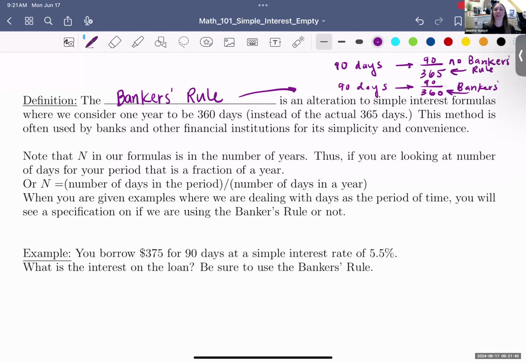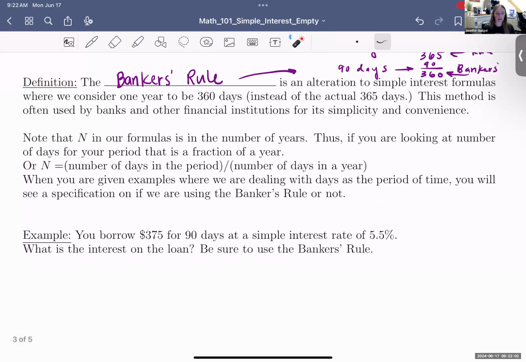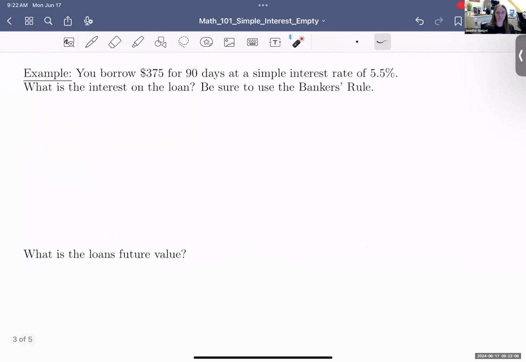All right, so that's what we're looking for in these cases. As I wrote in the example up here, it's the number of days in the period out of the number of days in a year. If you're using the banker's rule, you do it out of 360. If you're not using the banker's rule, it's out of 365. All right, I'm going to dive straight into the next example. We'll make it part of the same video.